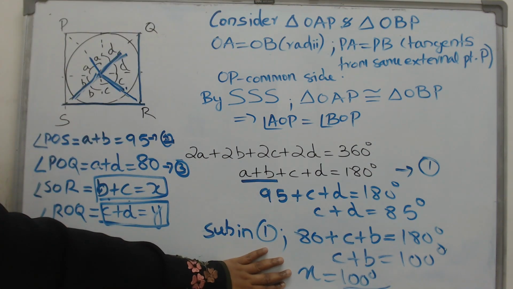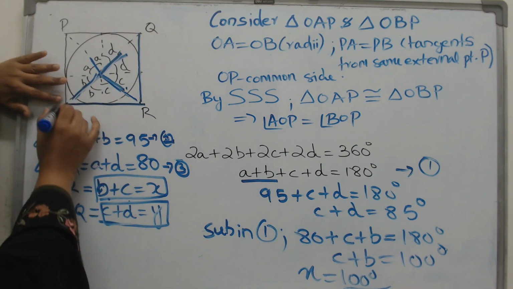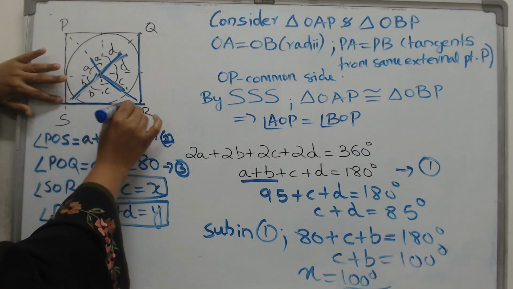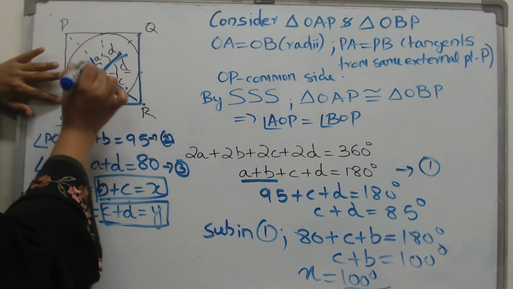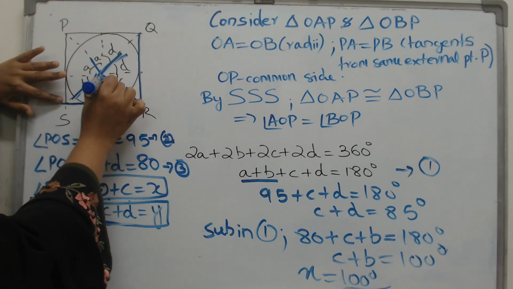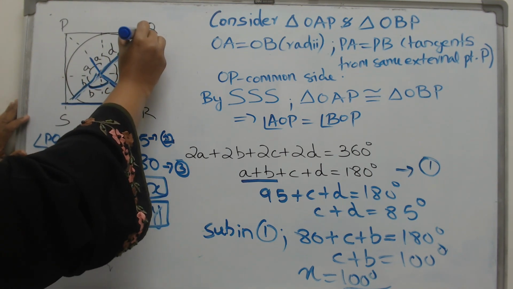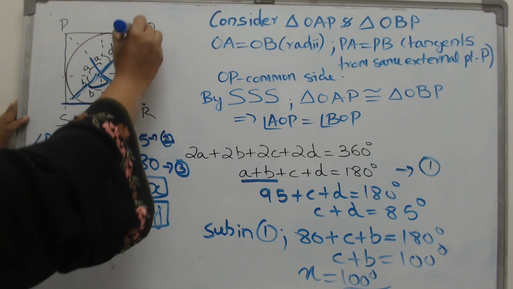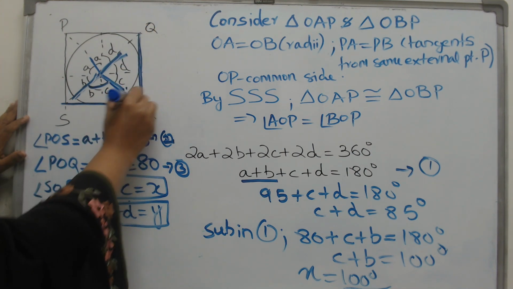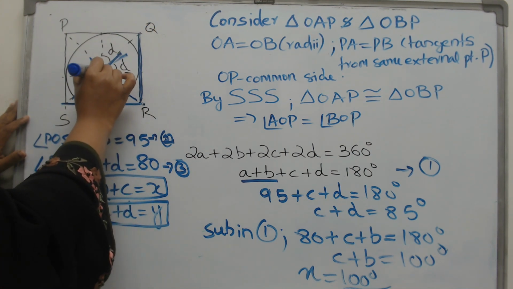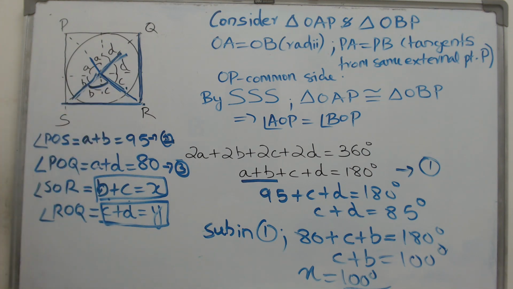So this was the result that we were looking for. The angle subtended by this side of the quadrilateral at the center is 100. Similarly, the angle subtended by this side, the side QR of the quadrilateral at the center is 85 degrees. So that is all for today.